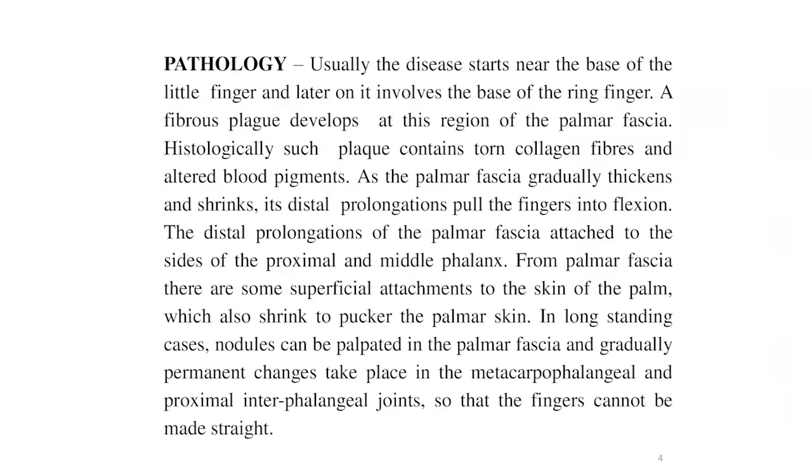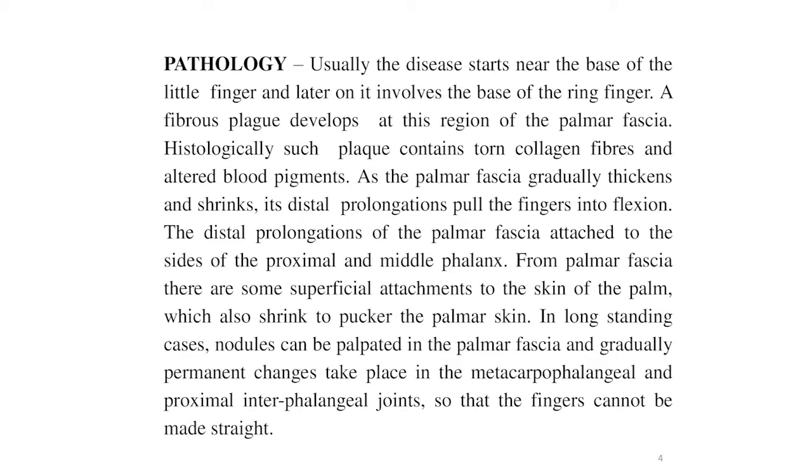Now the pathology of Dupuytren's contracture: usually the disease starts near the base of the little finger and later on it involves the base of the ring finger. Less often the middle and index fingers may be involved. A fibrous plaque develops at this region of the palmar fascia. Histologically, such plaque contains torn collagen fibers and altered blood pigments.